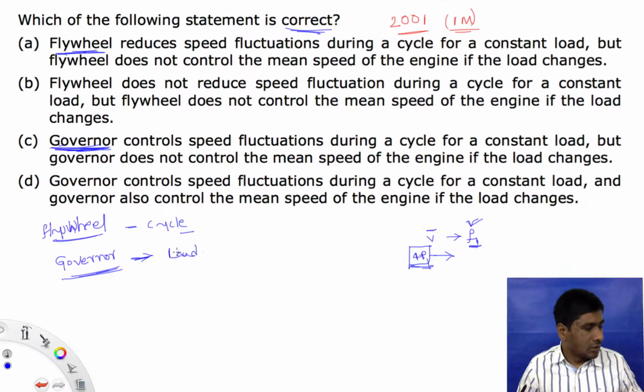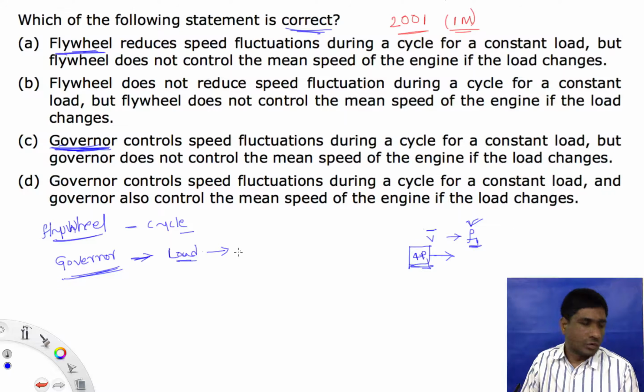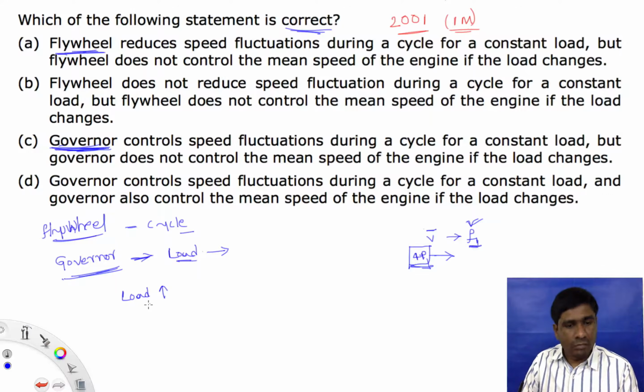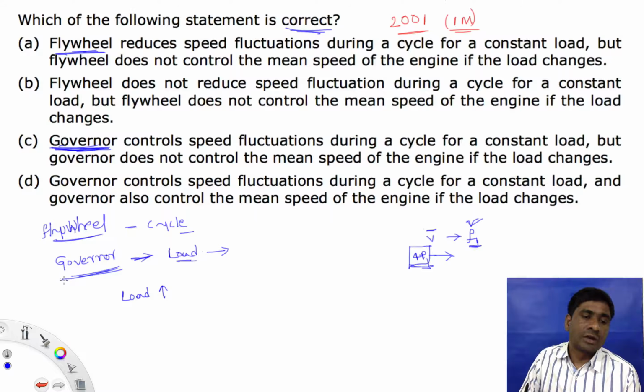Governor is sensitive to the output load variation, but it is not concerned with the per se cycle within the engine. So, for example, if load is increased, then we need more fuel to run the engine. So in that scenario, governor allows more fuel for the combustion.